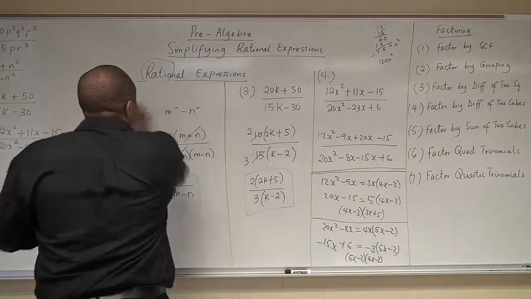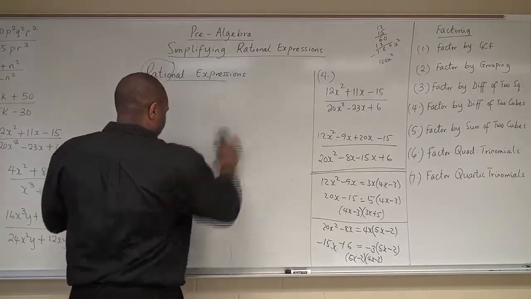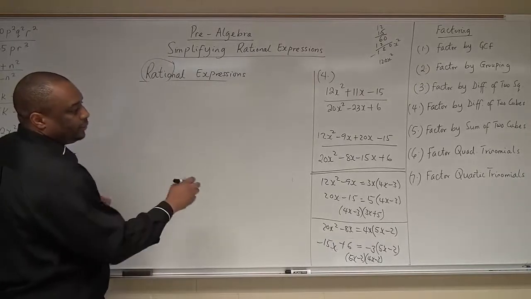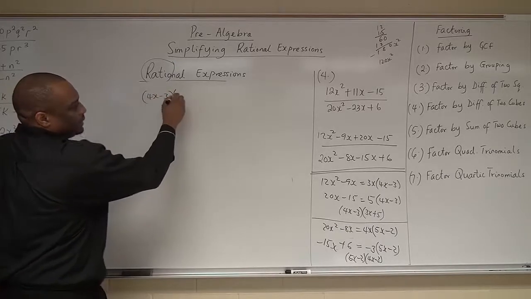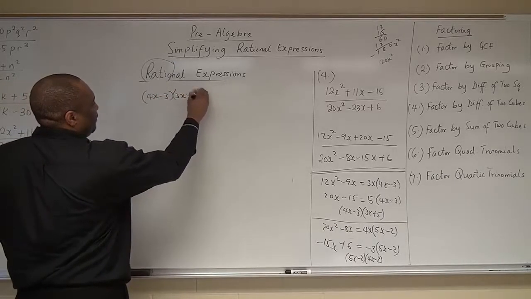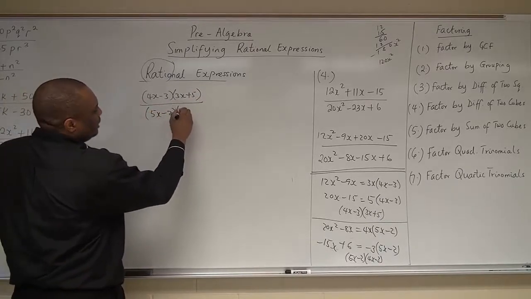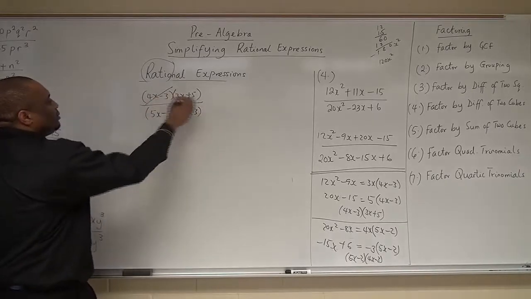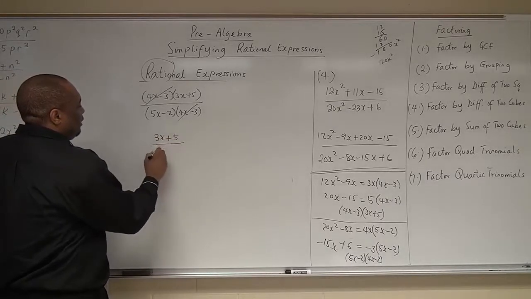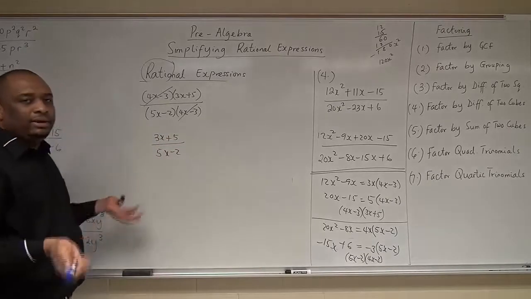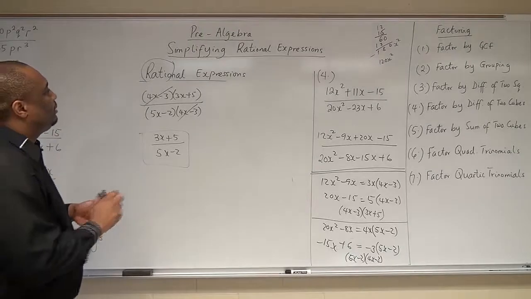Okay, so let's finish it up. We now have 4x minus 3 times 3x plus 5 all over 5x minus 2 times 4x minus 3. So this will cross out, and the answer becomes 3x plus 5 over 5x minus 2. You cannot simplify anymore, so this becomes your answer.